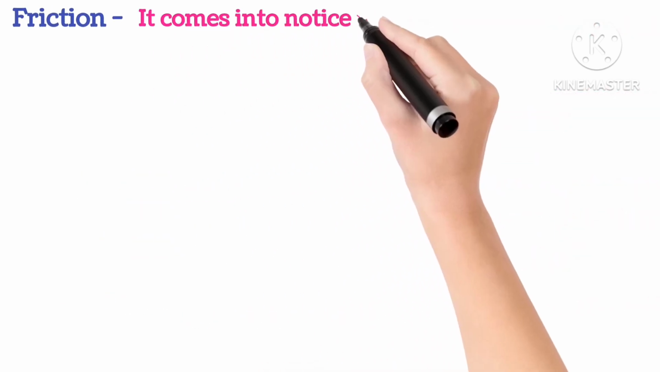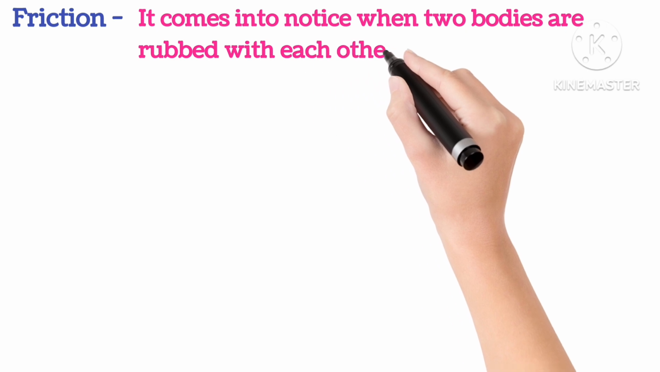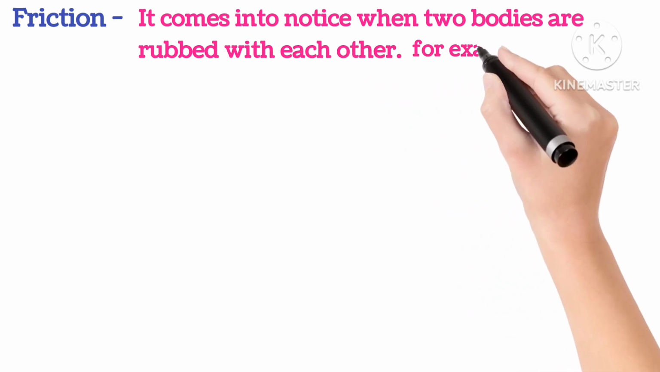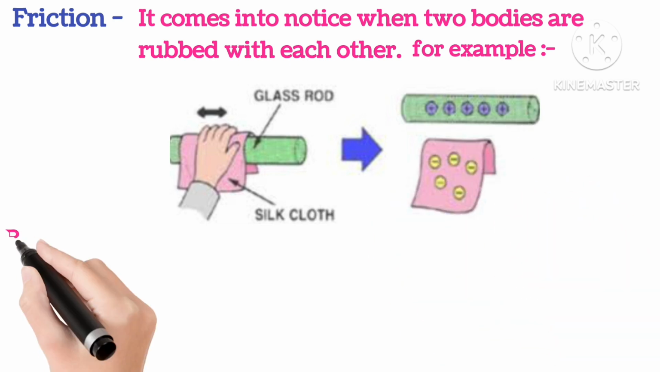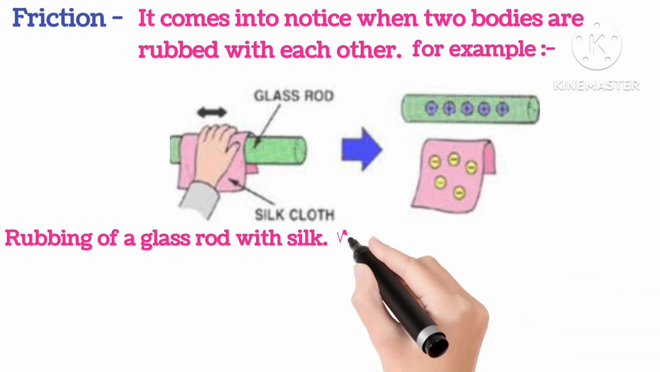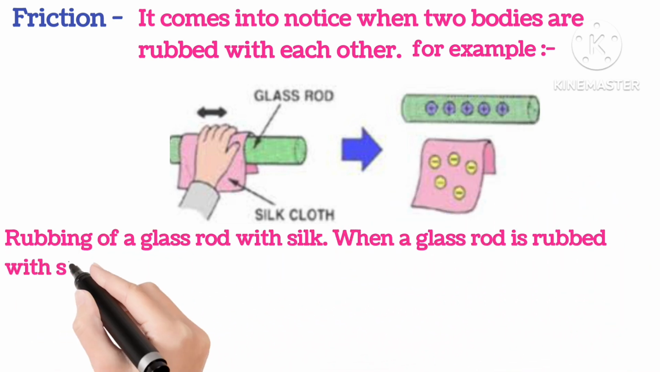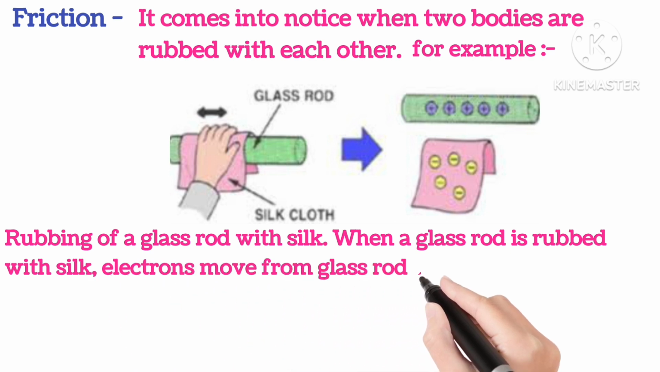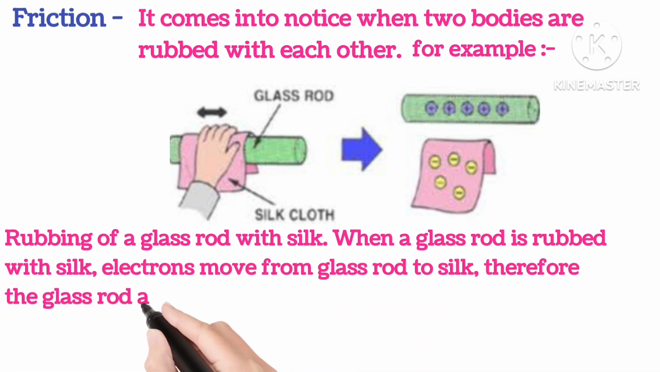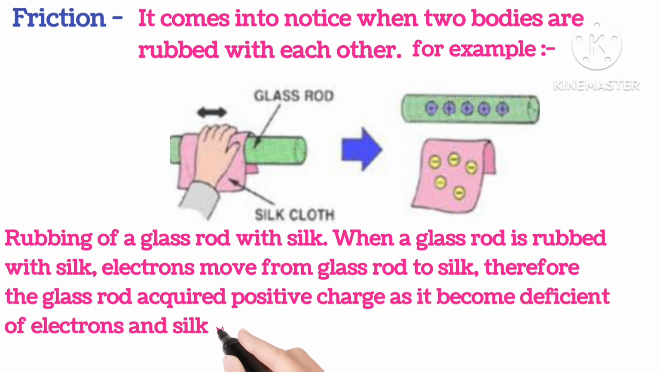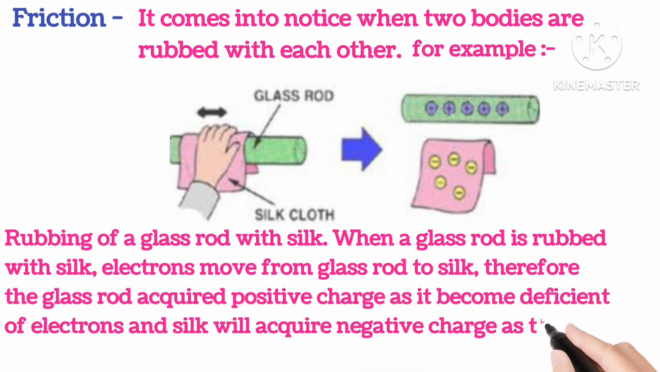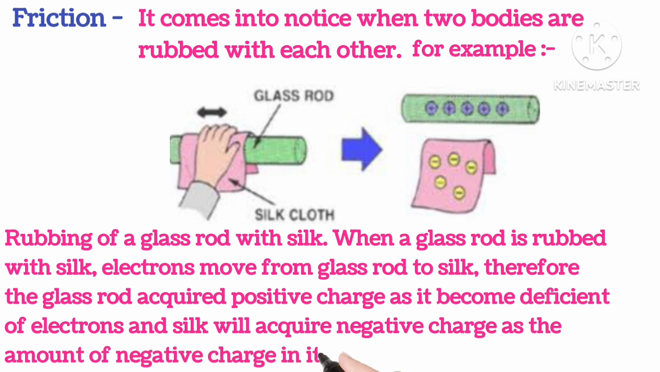Friction came into notice when two bodies are rubbed with each other. For example, as you can see in the picture, rubbing of a glass rod with silk. When a glass rod is rubbed with silk, electrons move from the glass rod to the silk. Therefore, the glass rod acquires positive charge as it becomes deficient of electrons, and silk will acquire negative charge as the amount of negative charge in it increases.